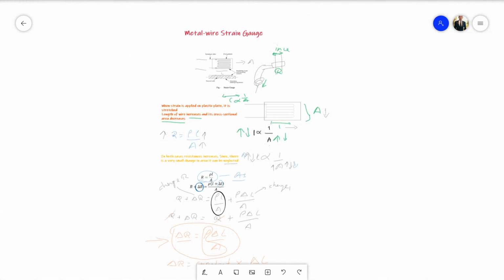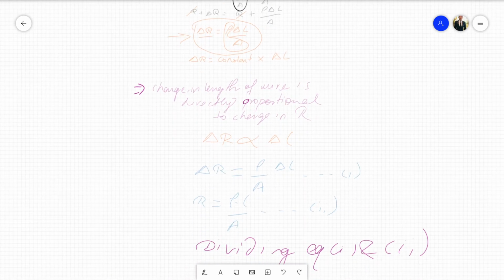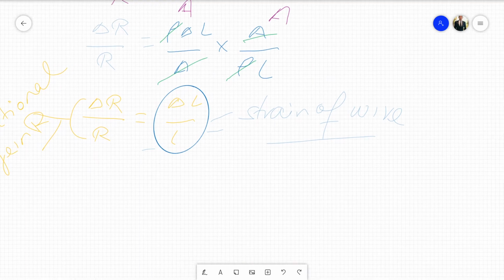So this is the actual concept of the metal wire strain gauge.